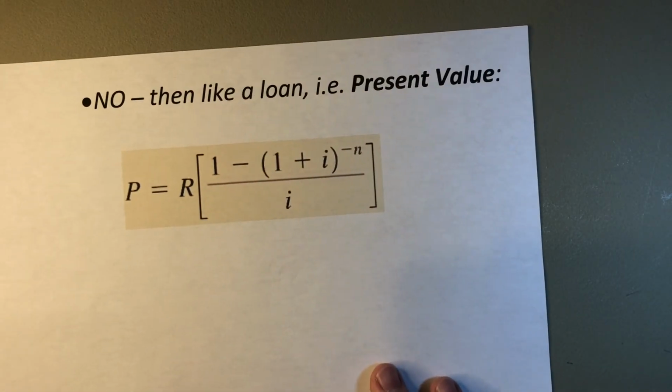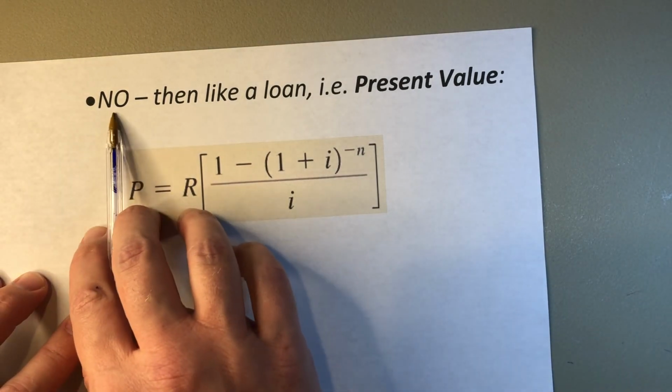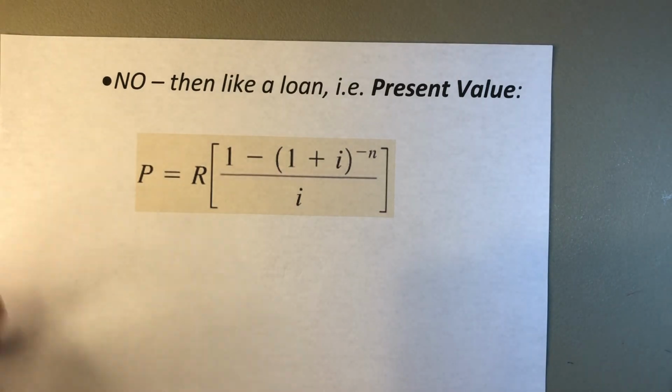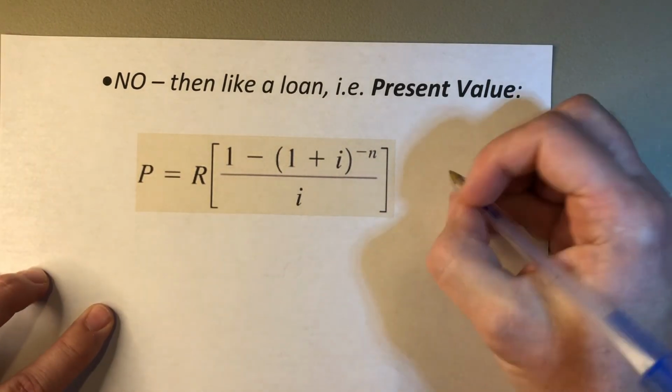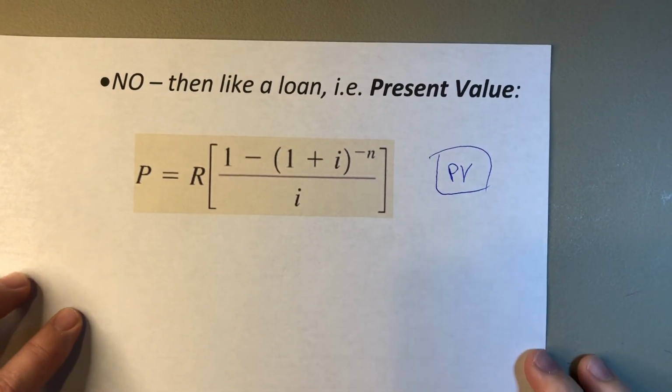Now, if the answer to that same question, will there be any money for me to withdraw at the end of the contract, is no, then you're looking at a loan. You're trying to pay off the loan. And so that is a present value situation. This is the model you're going to use, or just simply use your calculator and solve for PV.